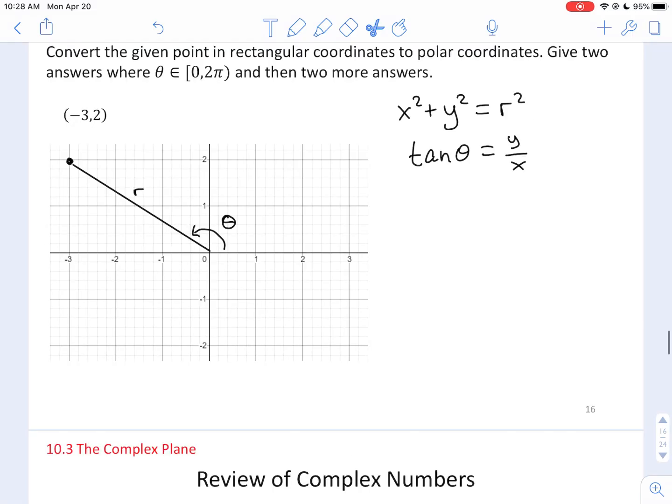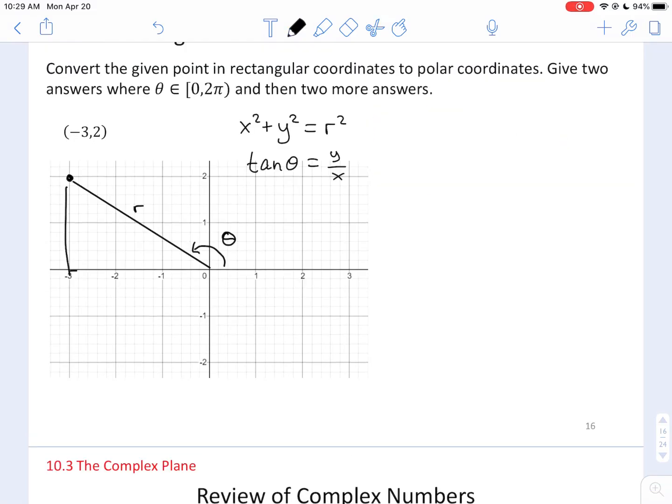Okay, we're going to find different ways to use these formulas. So you could draw your right triangle here, and you could ignore the fact that these are negative or positive. I mean, this is just 3 units long, and that's 2 units long. Use the Pythagorean theorem, and you can figure out what r is.